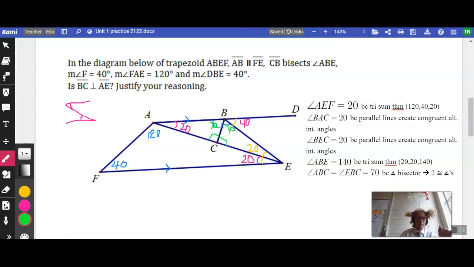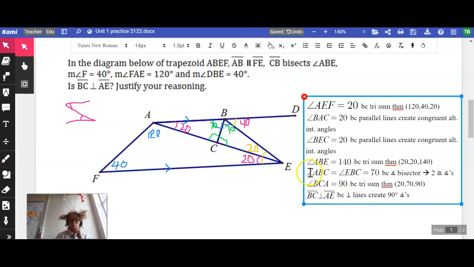So let me put in the reasoning for that. And there you have it. Those are 90 because of the triangle sum theorem. I only needed to state one because if one's 90, then the other has to be 90. And BC is perpendicular to AE, which was our original question, because perpendicular lines create 90-degree angles. So there you have it, all the steps that you would need, nice and organized, along with all of the justifications.